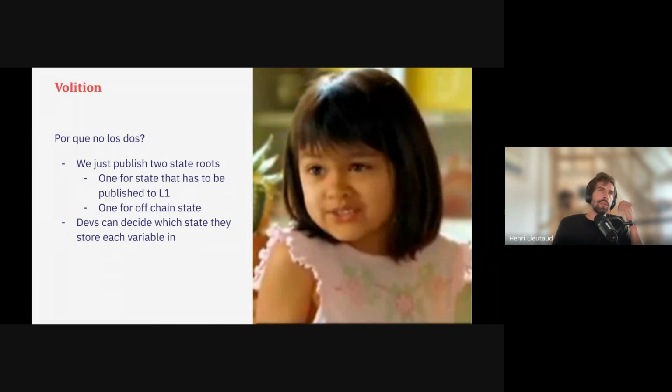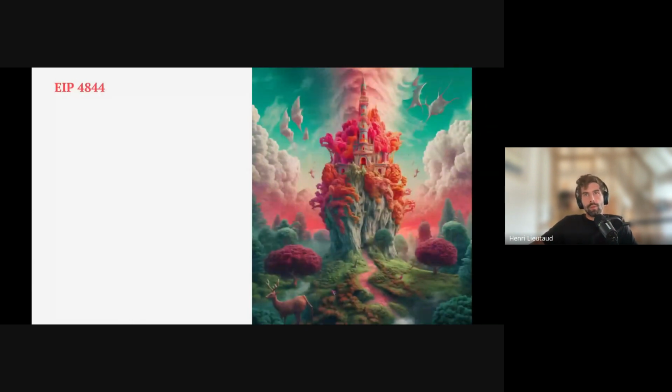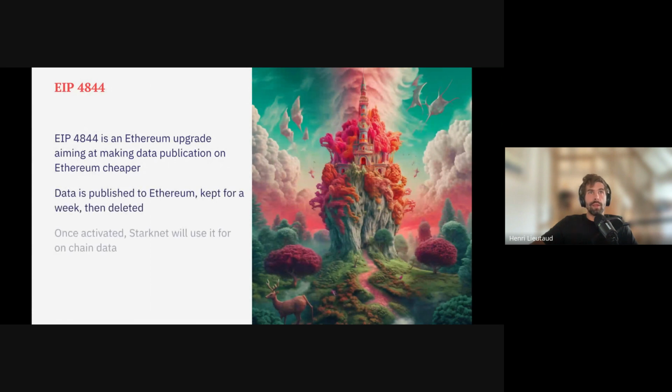And that kind of construction is called Volition. It's something we're working on. We initially thought Volition would be live by the end of this year. It turns out to be a bit different than what we expected. But we'll get to it later on. But in the meanwhile, what was further in the future and seems to be closer is the implementation of EIP-4844.